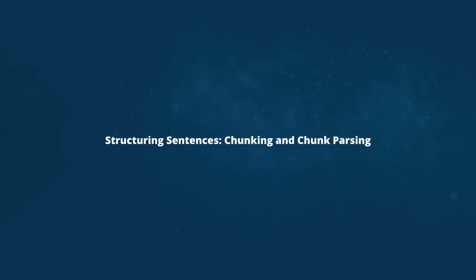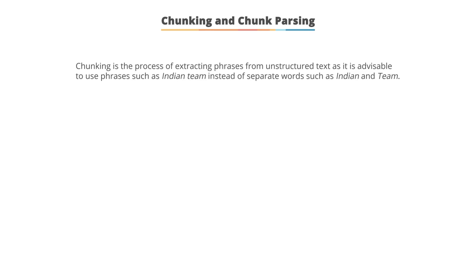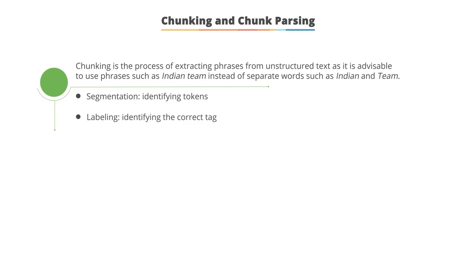Structuring sentences, chunking and chunk parsing. The process of extraction of phrases from unstructured text is called chunking. Instead of using just simple tokens, which may not represent the actual meaning of the text, it is advisable to use phrases such as "Indian team" as a single word instead of "Indian" and "team" as separate words. In chunking, segmentation refers to identifying tokens, and labeling refers to identifying the correct tag.